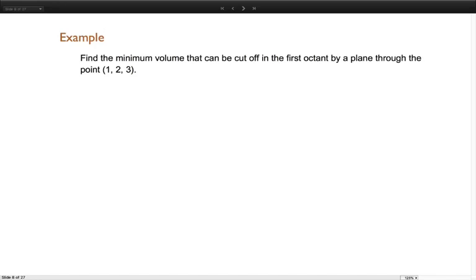First off, the reason you know it's an optimization problem is right here. The word minimum gives it away, and the fact that they ask for a minimum volume, already we're there. We know which quantity we're going to want to optimize, right? And that's volume. The rest sets up the geometry of the problem. It's cut off in the first octant, so we're in three-dimensional space here. We're dealing only with x, y, and z positive. That's what the first octant means. And we want a plane through the point 1, 2, 3.